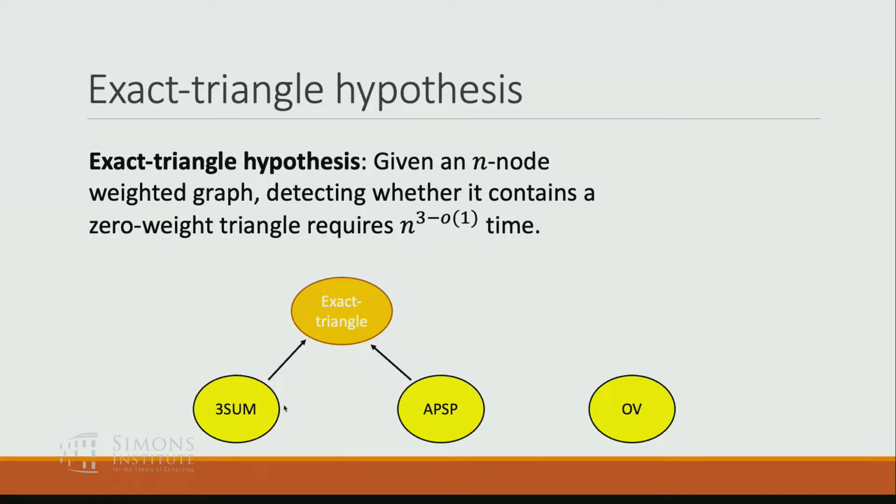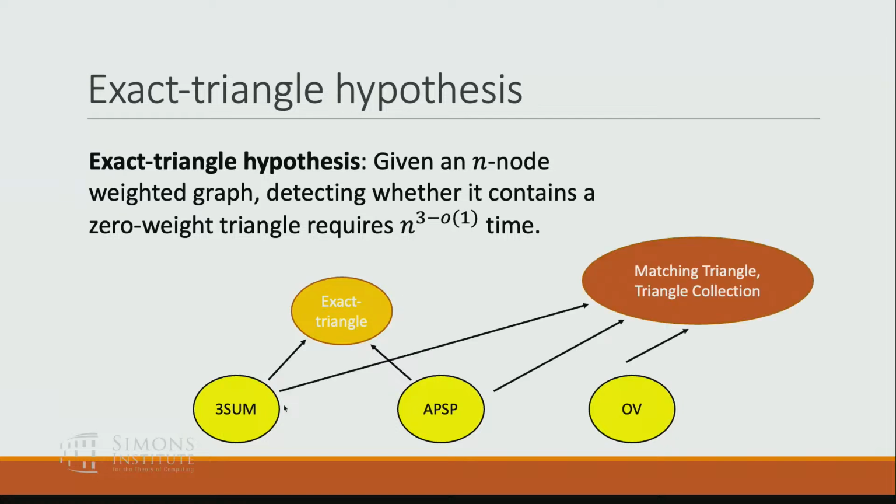And so it's desirable to design reductions from exact triangle, because if you know some problem is hard under the exact triangle hypothesis, you automatically get that it is hard under 2 of the 3 central hypotheses in fine-grained complexity.